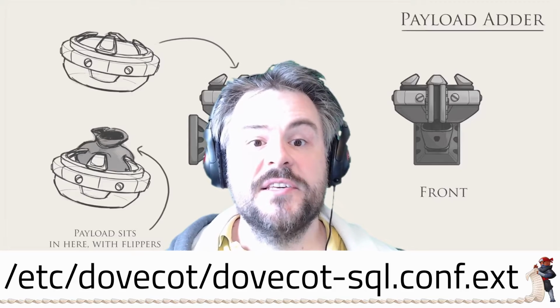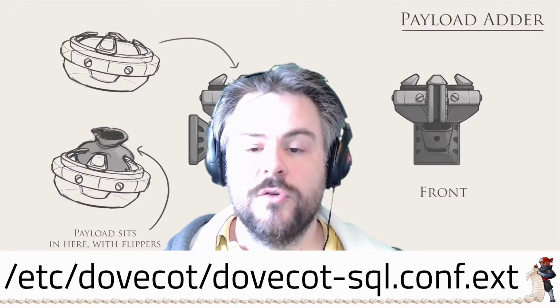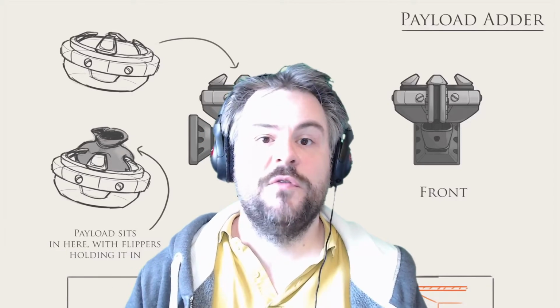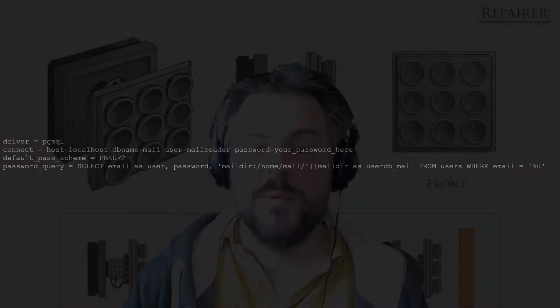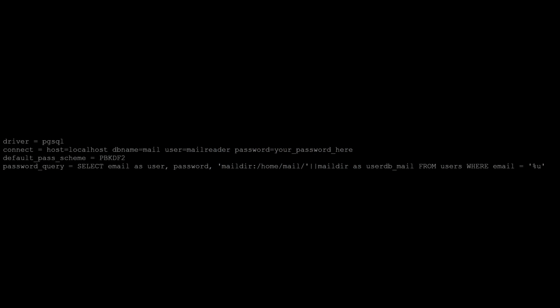So another file we need to edit, /etc/dovecot/dovecot-sql.conf.ext. This is all full of examples, but they're all commented out, so we can add the stuff we need at the bottom. So let's run through these options.